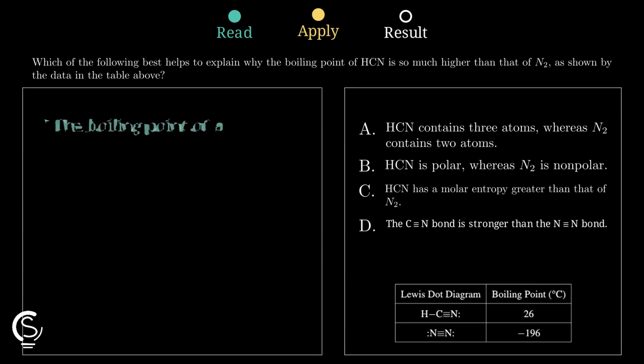HCN and N2 have similar small sizes, so just counting atoms does not explain the big boiling point gap, and bond strength inside a molecule is not boiling.